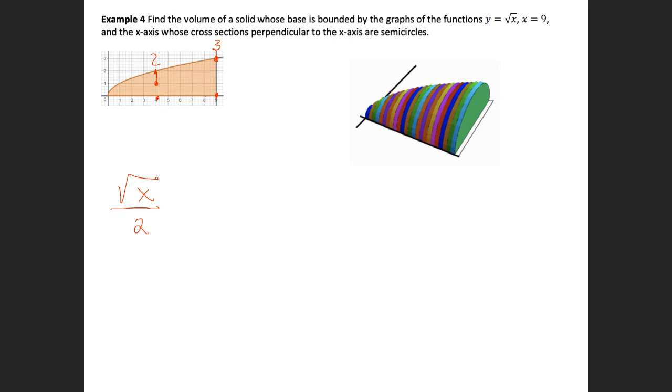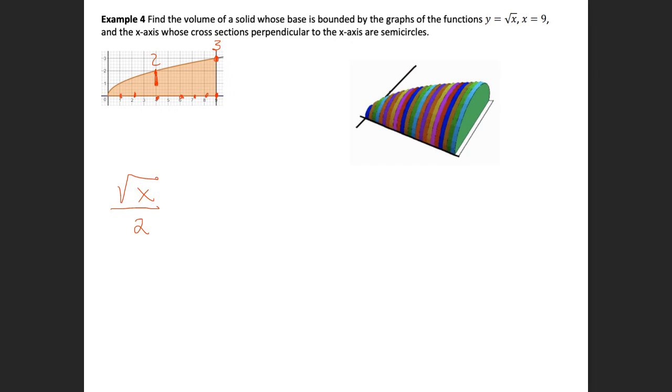Because I could ask you any value. I could ask you here, here, here, here, but what would you do? You would take that number, plug it in here, and divide by 2. That would give you the radius of the semicircle.